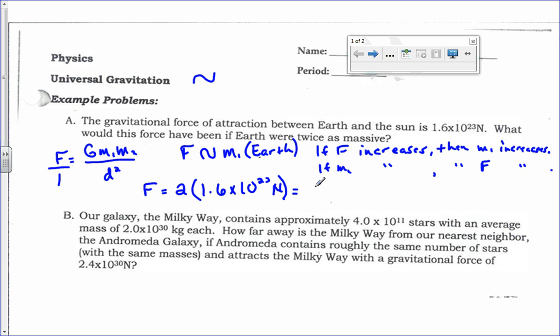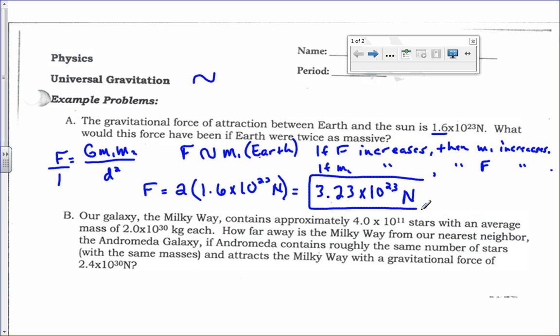3.2 E23. Okay, good. That E stands for times 10 to the 23. So 3.2 times 10 to the 23? Yes. And you're actually right in only keeping the tenths place on that decimal, because according to the rules of sig figs, we were given the tenths place, so we should really only keep the tenths place. And that's the answer to this problem. Newtons is the unit.